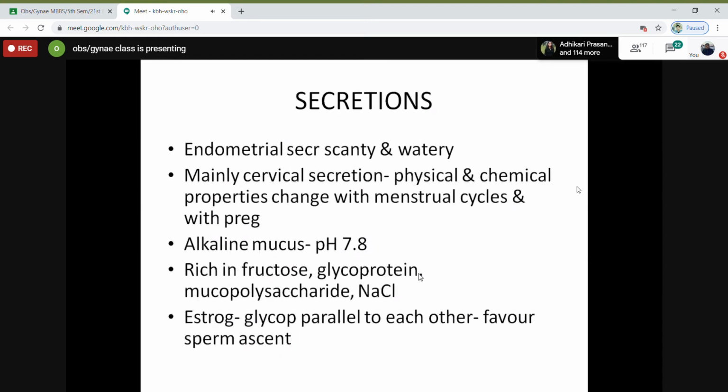Cervical secretion is what matters. The physical and chemical properties of the cervical secretion change with the menstrual cycle and with pregnancy. It has an alkaline mucus, with a pH of 7.8. So the secretion of the cervix is alkaline, and it is rich in fructose, glycoprotein, mucopolysaccharides, and sodium chloride.